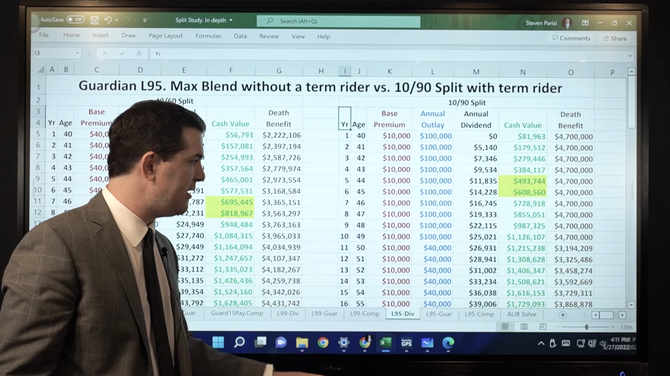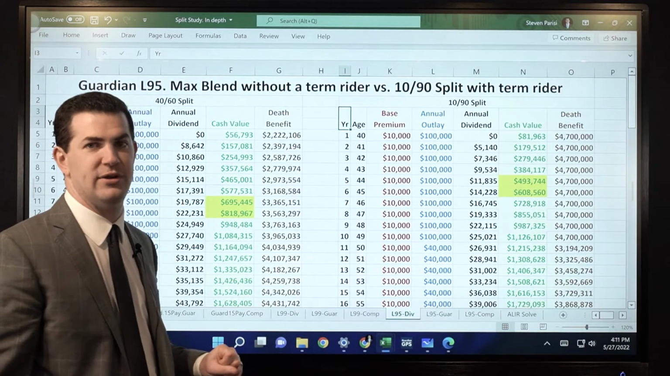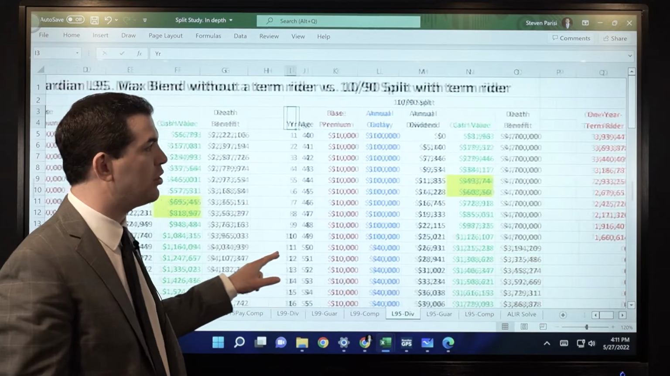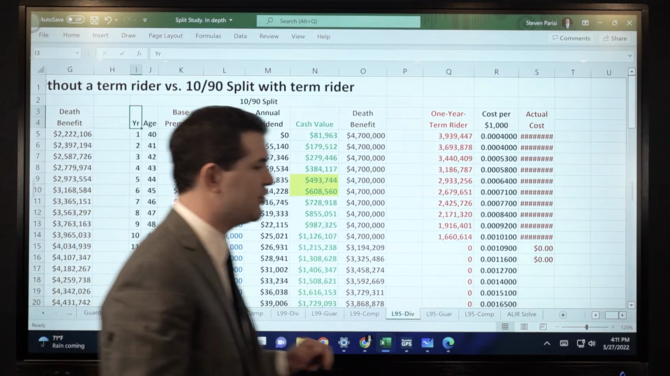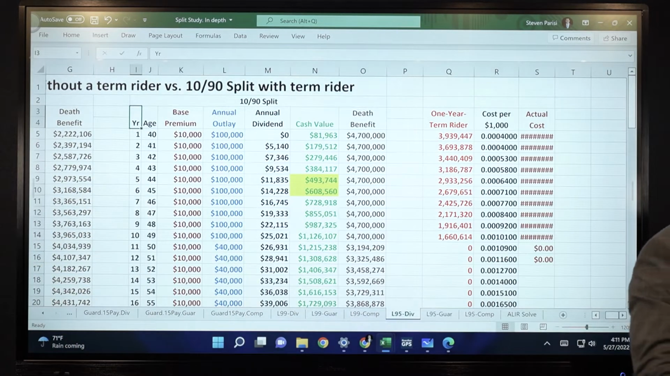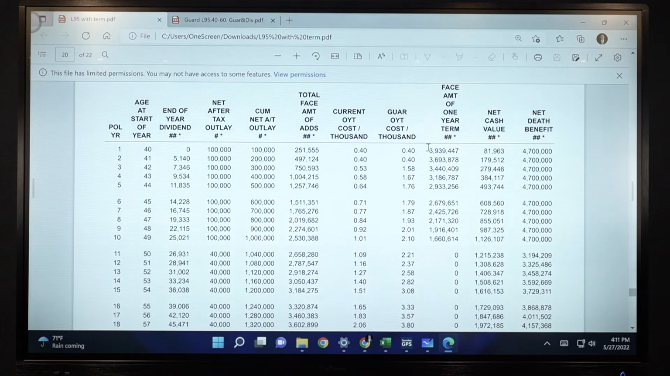Now, before we scroll down and look at the comparison, we've got a massive term rider attached. What's the actual cost here? Let's take a look. What we're going to do is pull the actual term cost from this illustration. So if we go back, what do we have the first year? 3939. Year 10, 1660.